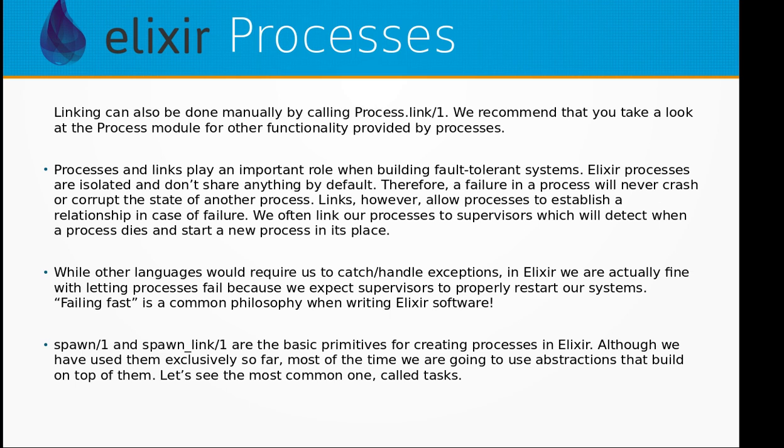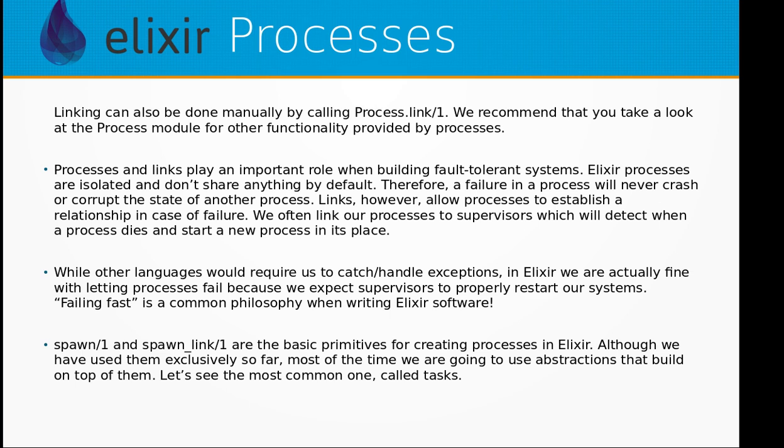Processes and links play an important role when building fault-tolerant systems. Elixir processes are isolated and don't share anything by default. Therefore, a failure in a process will never crash or corrupt the state of another process. Links, however, allow processes to establish a relationship in case of failure. We often link our processes to supervisors, which will detect when a process dies and start a new process in its place. While other languages would require us to catch and handle exceptions, in Elixir we are actually fine with letting processes fail because we expect supervisors to properly restart our systems. Failing fast is a common philosophy when writing Elixir software.